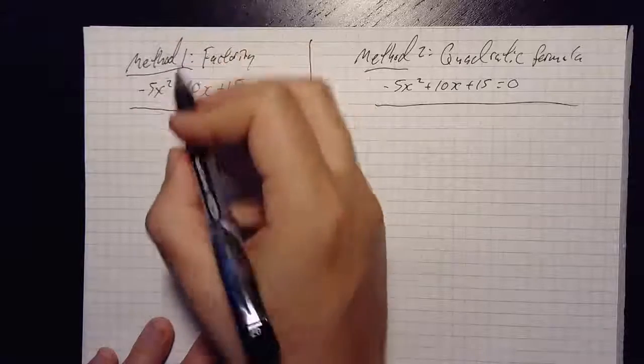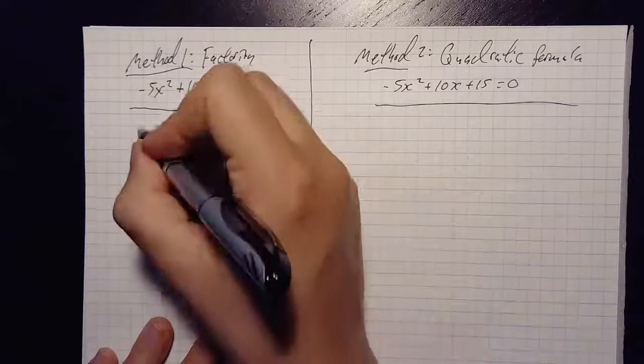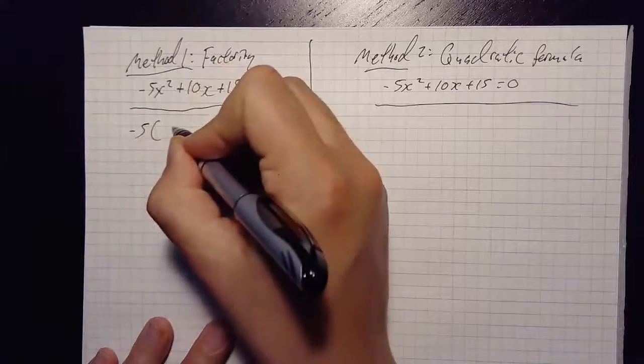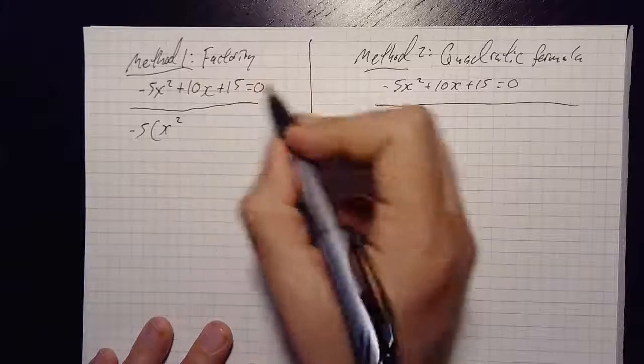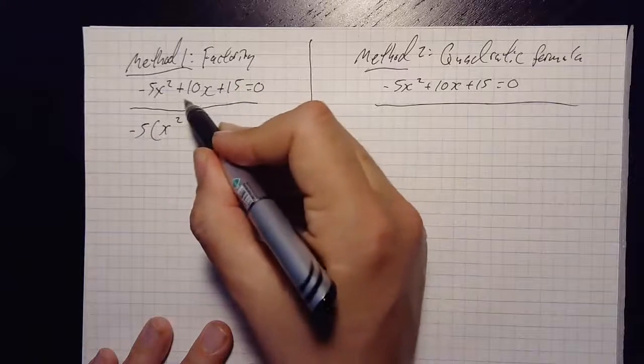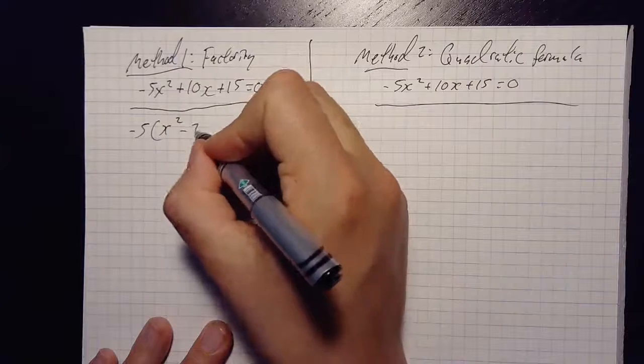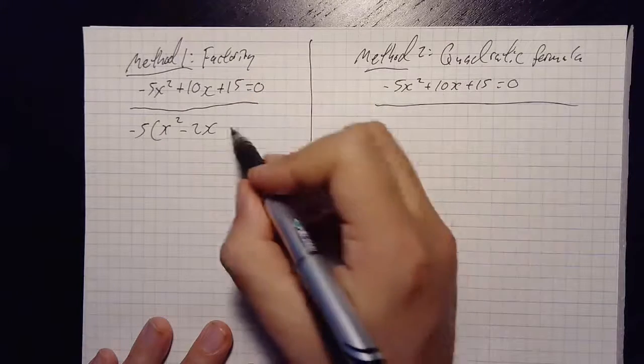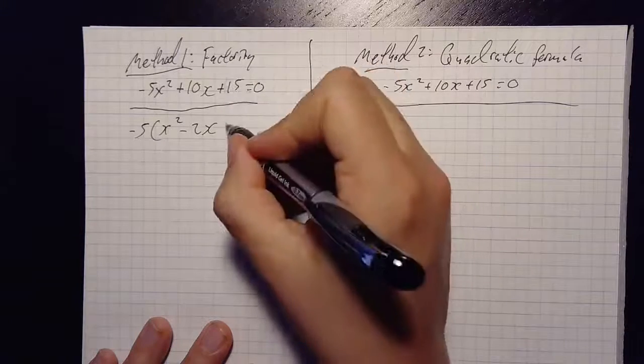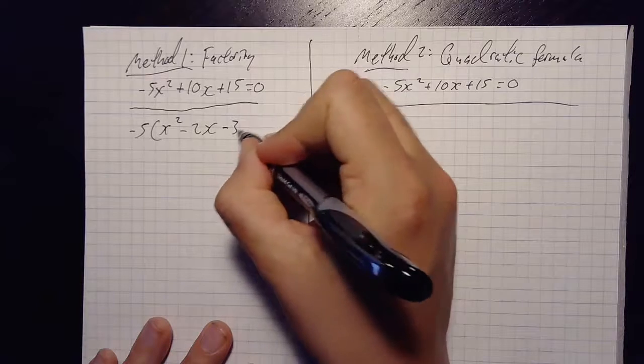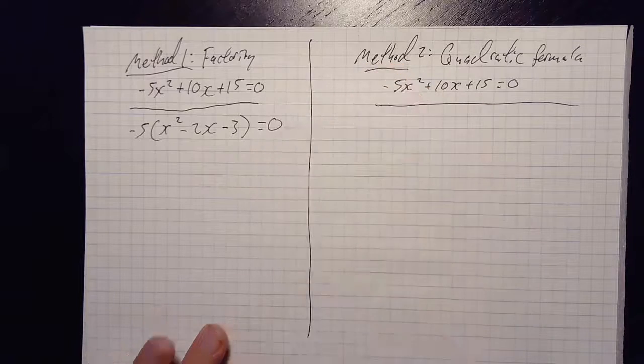The first thing I'm going to do is factor out that negative 5 because it's common in everything. So negative 5, I'm going to be left with x squared. If I factor negative 5 out of here, so divide this by negative 5, I'm going to get negative 2. And then if I divide this by negative 5, I'm going to get negative 3. And then that whole thing is equal to 0.